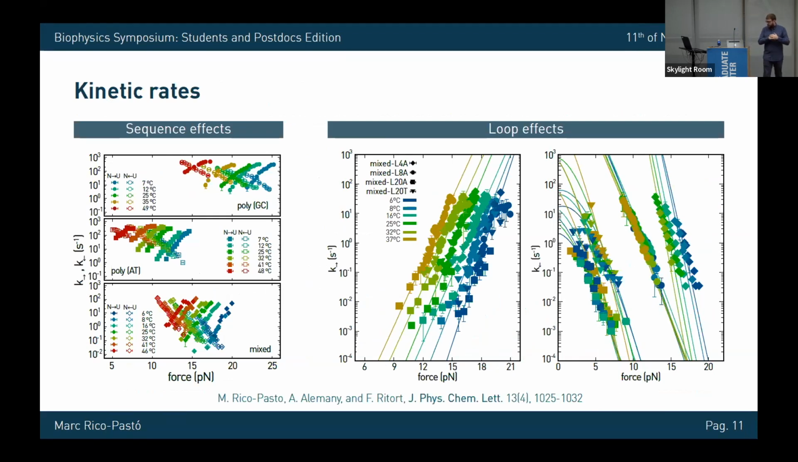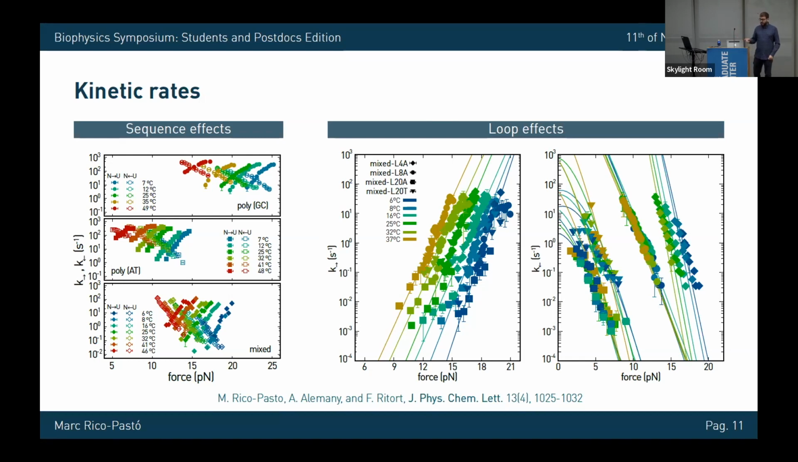And if we note, when we study the sequence effect, we can clearly see that the kinetic rates for the poly-GC take place at larger forces than the kinetics for the poly-AT and mixed hairpin. It makes sense because, as we know from Watson-Crick and other studies, the energy to form a GC base pair is higher than the energy to form an AT base pair, and this is supported with these experiments.